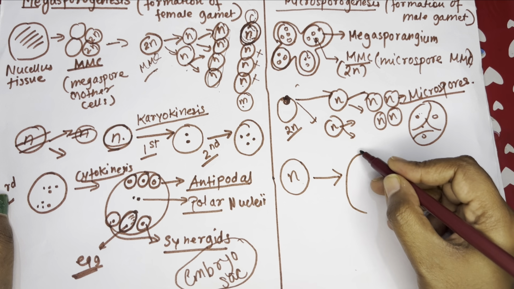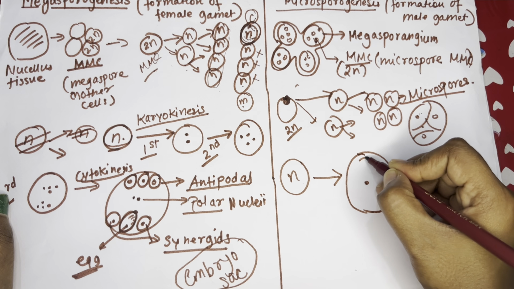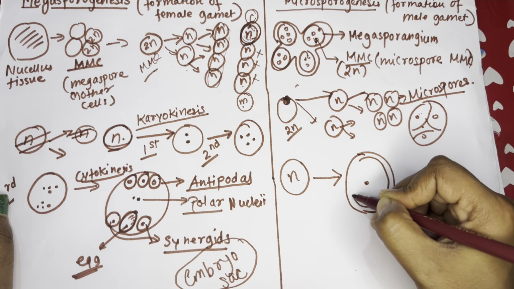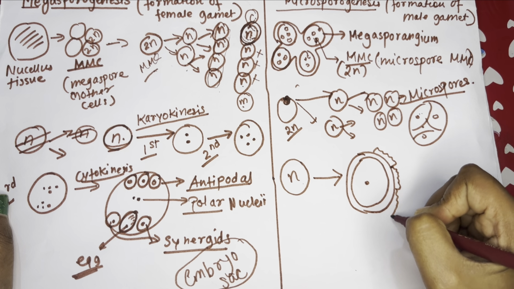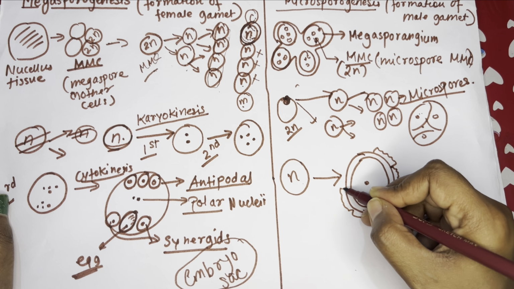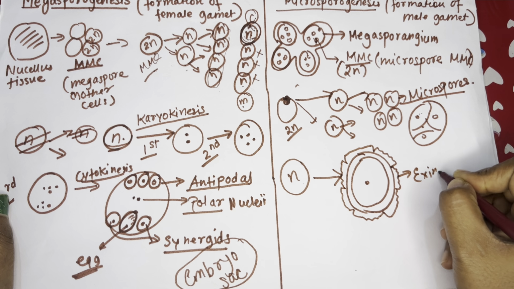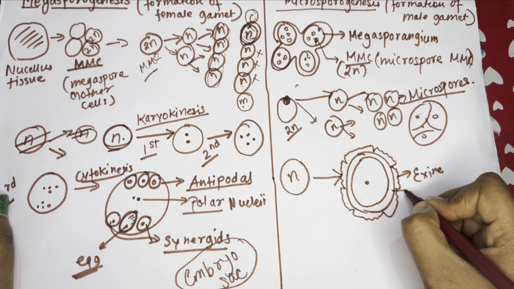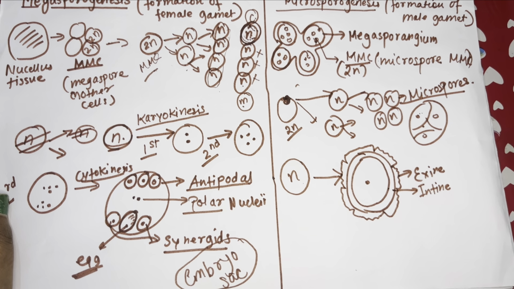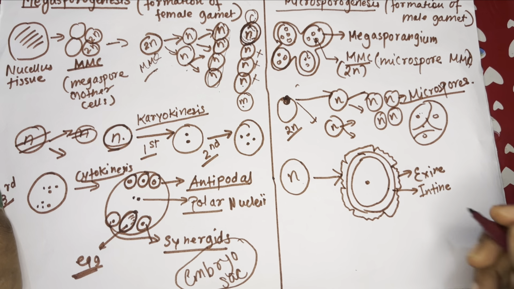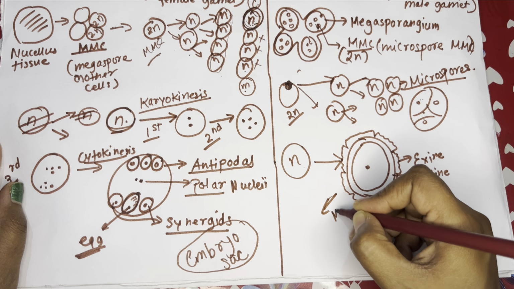But before that, see, it will form 2 layers. Okay. One is called exine. Okay. This outer layer, which is this continuous layer, this part is called exine. And the inner layer is called intine. Exine and intine will be formed around the microspore. After that, division will be there. What type of division? Mitotic division.